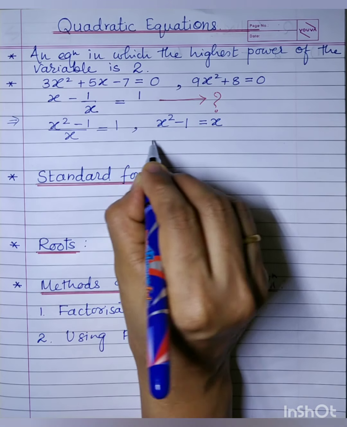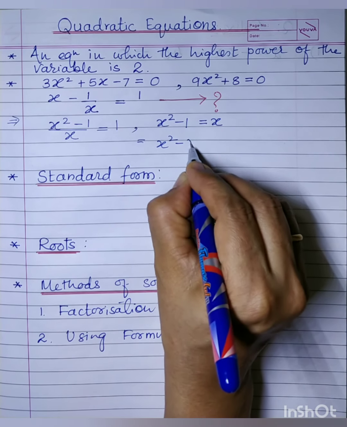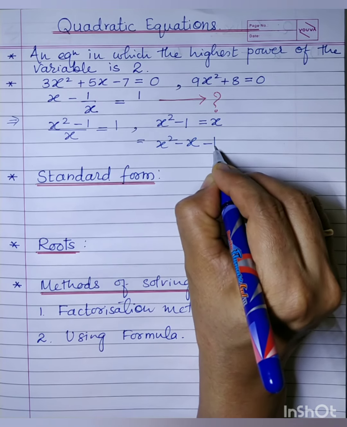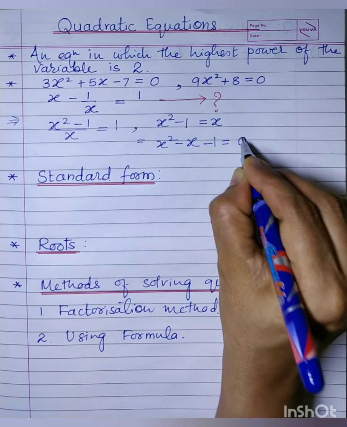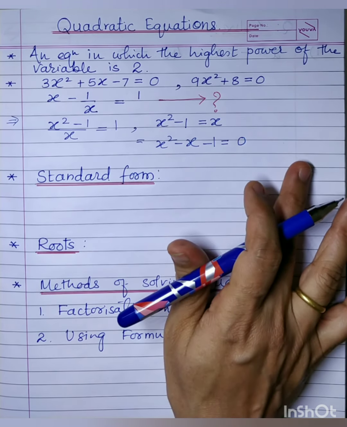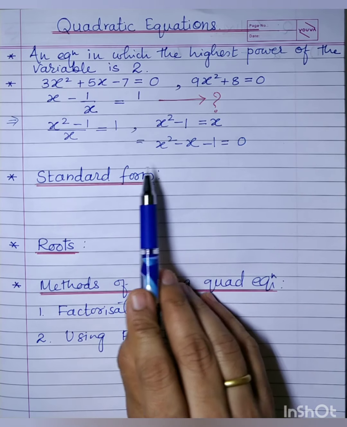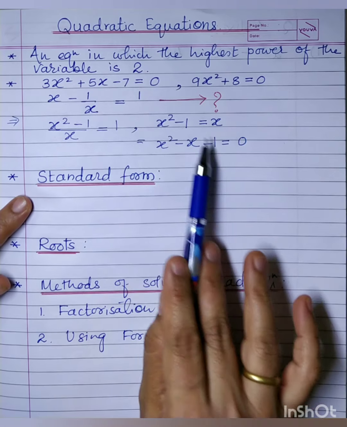Further, what do you observe? X square, shift x this side, minus x minus 1 is equal to 0. Is it a quadratic equation? Yes, it is a quadratic equation. So you need to check it.